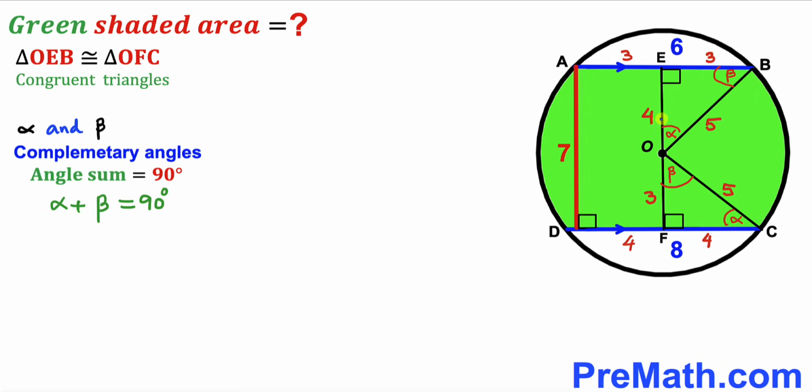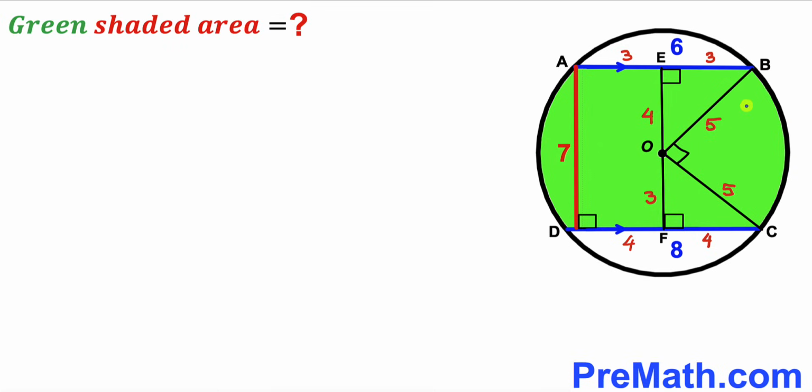Now let's make an observation. We can see that this whole straight angle is 180 degrees, and angle alpha plus angle beta is 90 degrees. So we conclude that this angle BOC has got to be a 90 degree angle. Therefore we conclude that this has got to be a quarter circle. Now our task is to calculate the area of this quarter circle, the area of this right triangle OEB, and likewise the area of this other right triangle OFC.